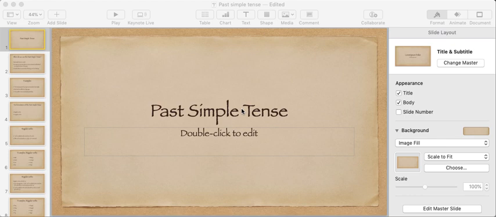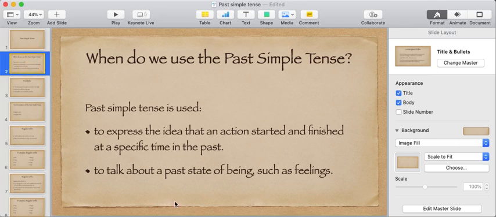Today we're going to talk about the past simple tense. When do we use the past simple tense? The past simple tense is used to express the idea that an action started and finished at a specific time in the past. And also we can talk about a past state of being, such as feelings that we have. Okay, let's have a look at the examples.